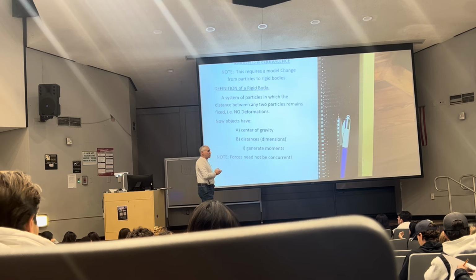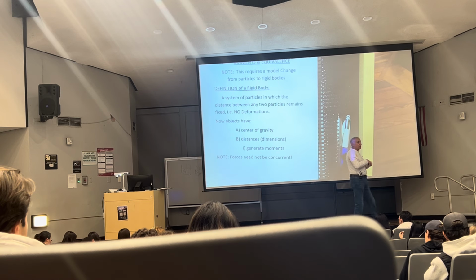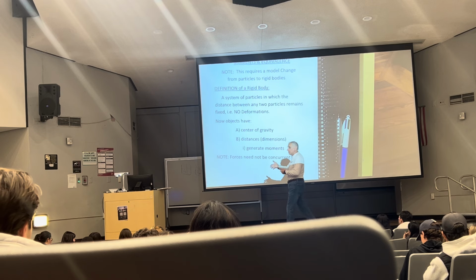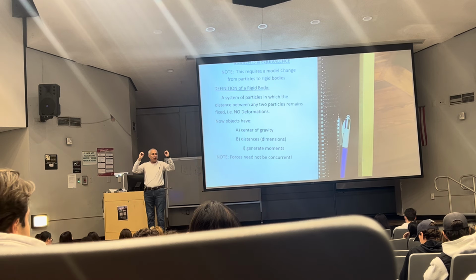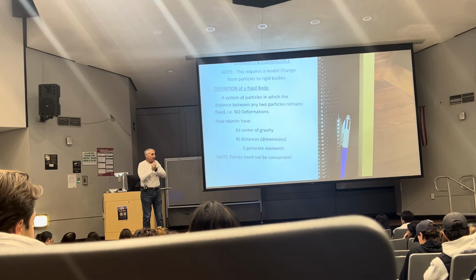Now, things don't have to come to a concurrent point. So I have to change the model to a rigid body. Well, if you read the first 8 pages, you know what a rigid body is. It's a system of particles in which the distance between any two particles does not change length. That can't expand and it can't shrink.